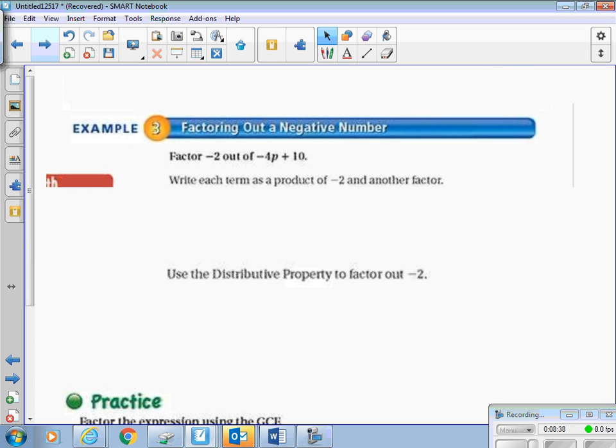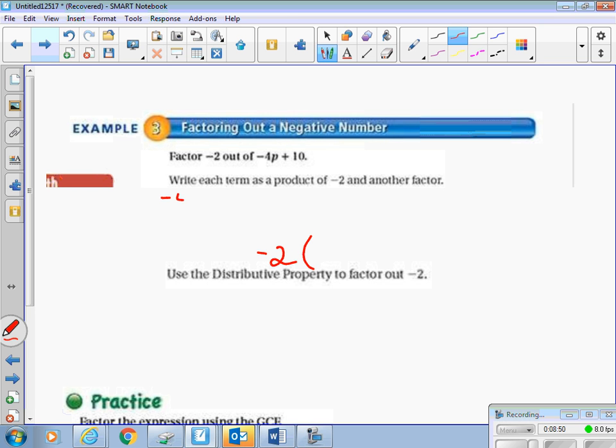Let's look at another one. Now we're factoring out a negative number. So they're asking me to factor out negative 2. Therefore, negative 2 is going to be my first factor. I'm going to take my whole expression, negative 4p plus 10, and divide it by the negative 2. My answer to my division problem goes inside my parentheses. A negative 4p divided by a negative 2, remember a negative divided by a negative is a positive, so that's going to give me a positive 2p. And then a positive 10 divided by a negative 2 would give me a negative 5.